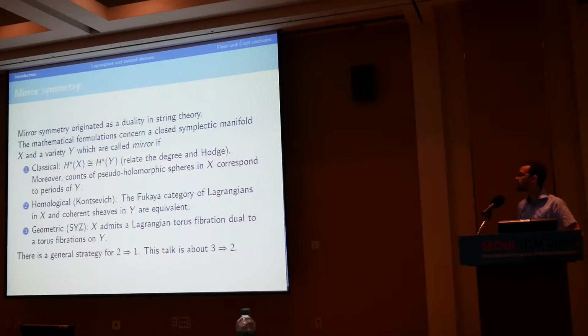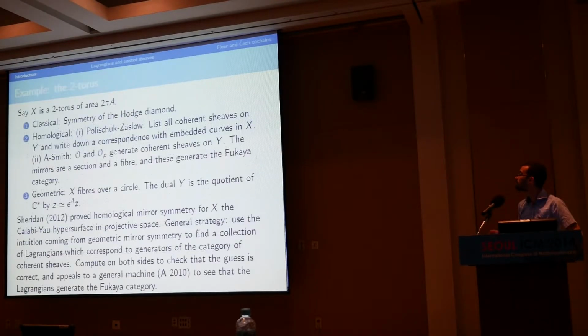Okay, so let me say something about an example. I won't say very much. The example that I want to take is that of the two torus. So this is one of the simplest symplectic manifolds we could consider. Let's say that it has area 2 pi a. I said that the classical picture was going to be something about cohomology groups. Well, the mirror of this two torus is an elliptic curve.